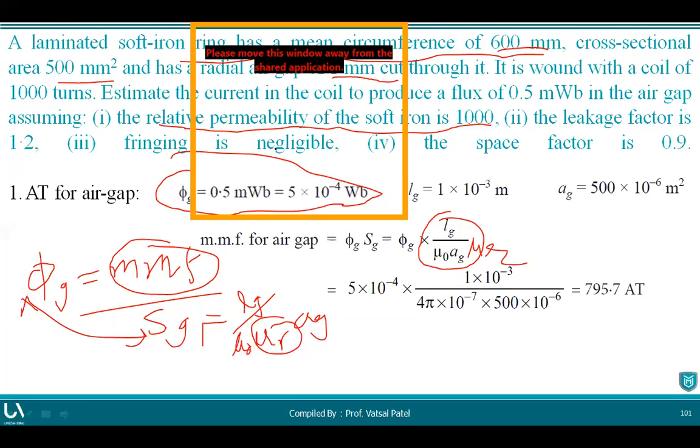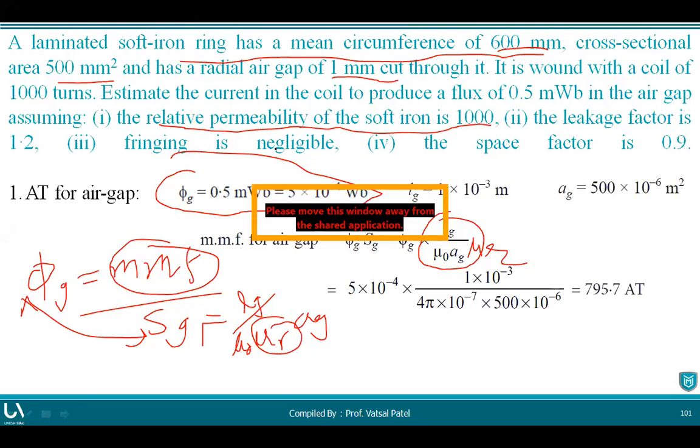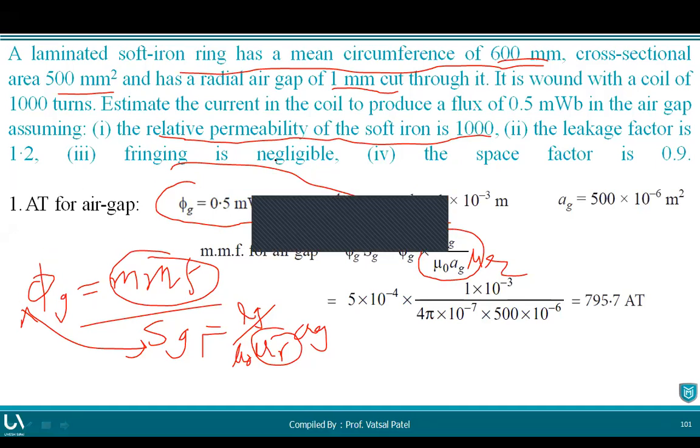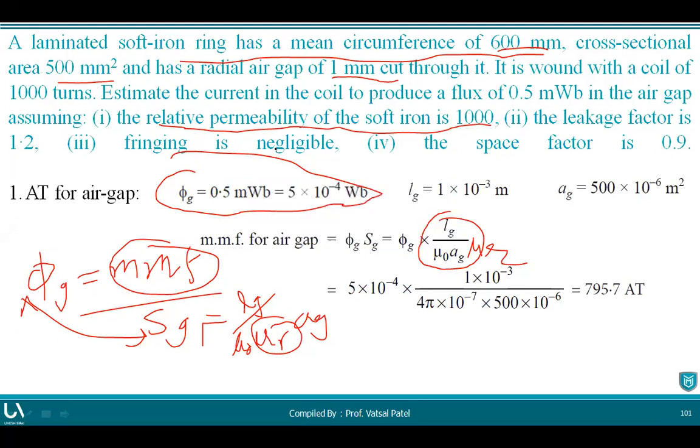See, I asked that you have the value of the mean circumference of the soft iron material. In this case, you have 600 mm. If I convert it into meters, we can write 600 into 10 raised to minus 3. So we can write that in terms of meters.